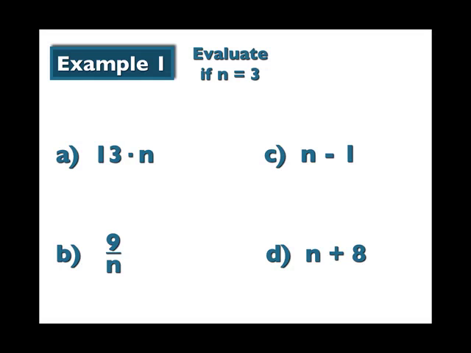Take a look at the 4 examples on the screen. And notice in the top corner it says that for each of these, n is going to have a value of 3. So every time you see an n, you're going to put in the number 3. Go ahead and do that mentally in your head. And there's no reason to write these down, because I'm pretty sure you can do these without any real help.